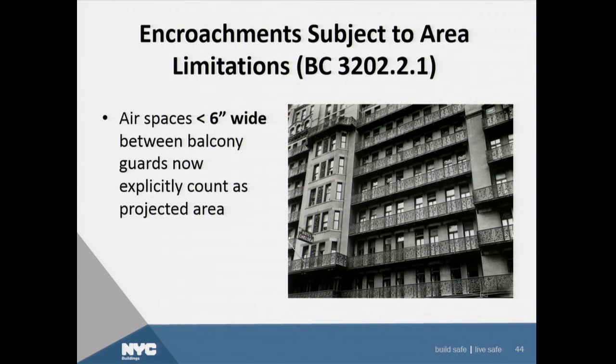On balconies, where there is more than 6 inches between the guards on the railing, this now counts as projected area in terms of Chapter 32, okay, in terms of encroachments. So if it's less than 6 inches, it will count as an encroachment if it's spaced according to that. So if it's more than that, it's acceptable.